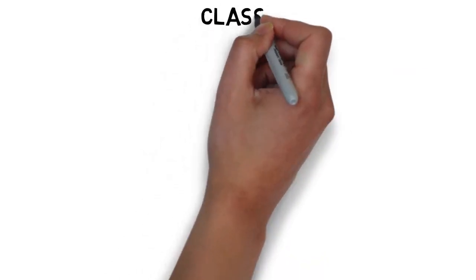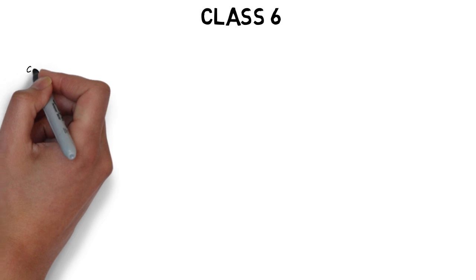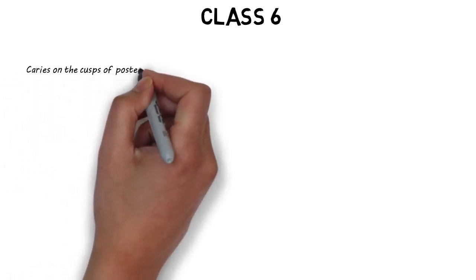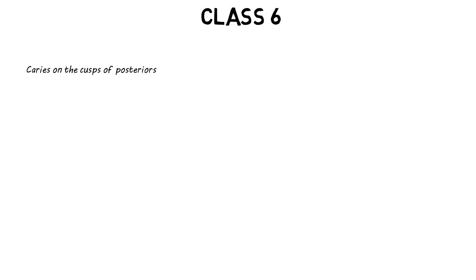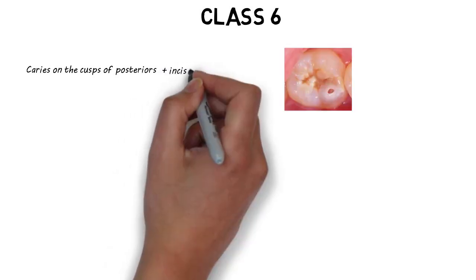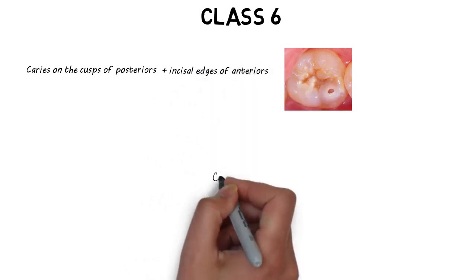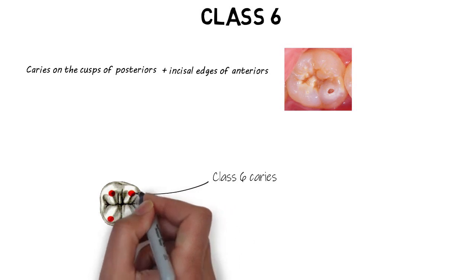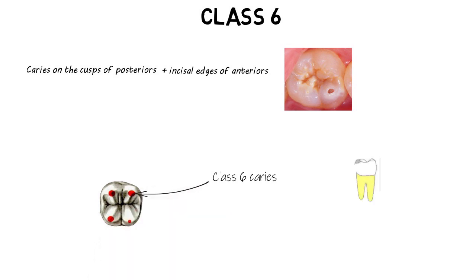So now we finally move on to the last class, which is class 6. Class 6 basically includes the caries occurring on the cusps of posterior teeth, which are your molars and your premolars, as well as the cusps of canines. It also includes the lesions on the wear defects of the incisal edges of the anterior teeth. So the caries occurring on the cuspal tips and also on the incisal edges is termed as class 6.